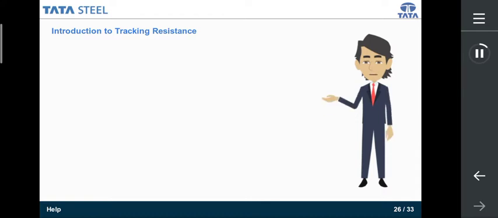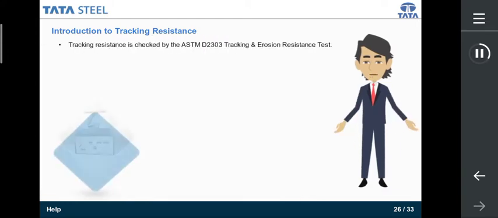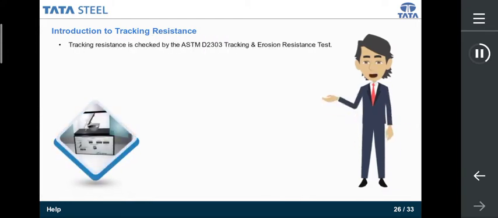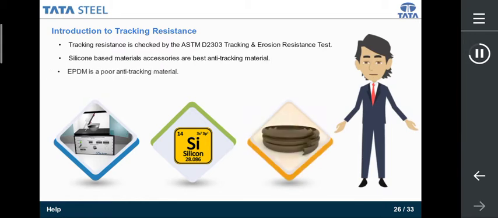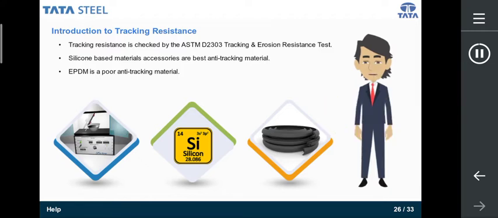Tracking resistance ensures that the cable is protected from tracking. The higher the tracking resistance, the lesser would be the tracking on the surface of the cable. Tracking resistance is checked by the ASTM D2303 tracking and erosion resistance test. Silicon-based material accessories are the best anti-tracking material. Ethylene propylene diene monomer, or EPDM, is a poor anti-tracking material. Push-on terminations are based on EPDM.